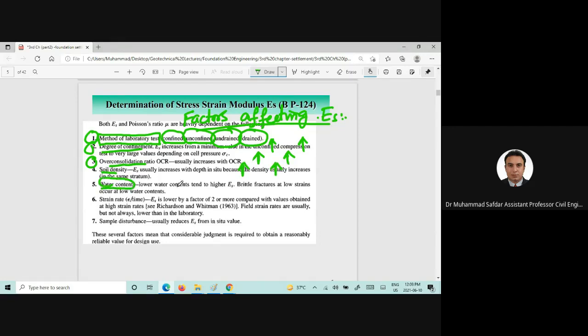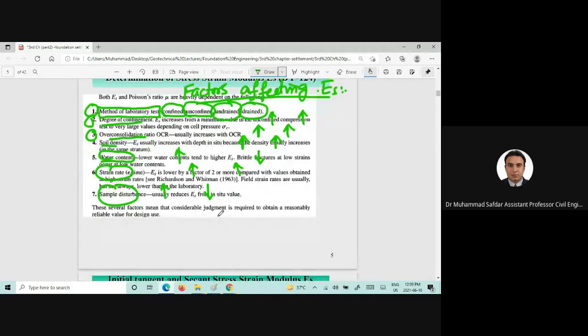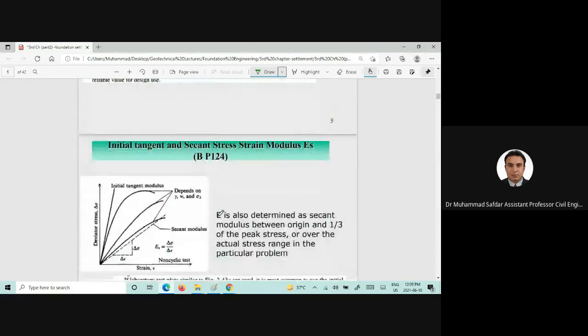Now for the water content, if the water content increases, then the modulus of elasticity will decrease. For the strain rate, that is how slow or how fast you are shearing your specimen in stage 2 of the lab test, if you increase the strain rate, this will increase the modulus of elasticity as well. And if the sample disturbance increases, the modulus of elasticity in the lab will decrease. So these are several factors which you can note down, the effect of those factors on the modulus of elasticity.